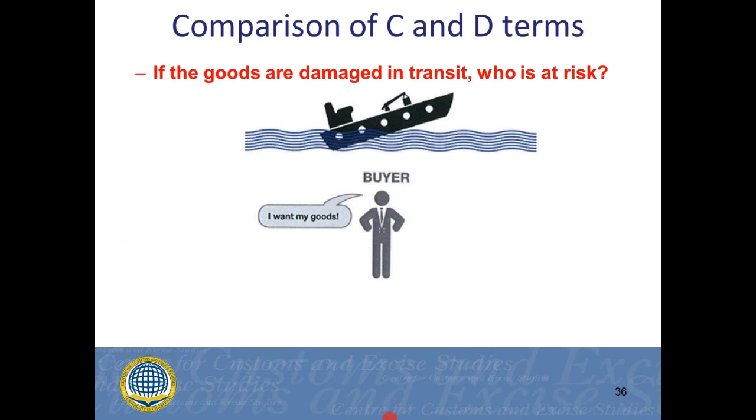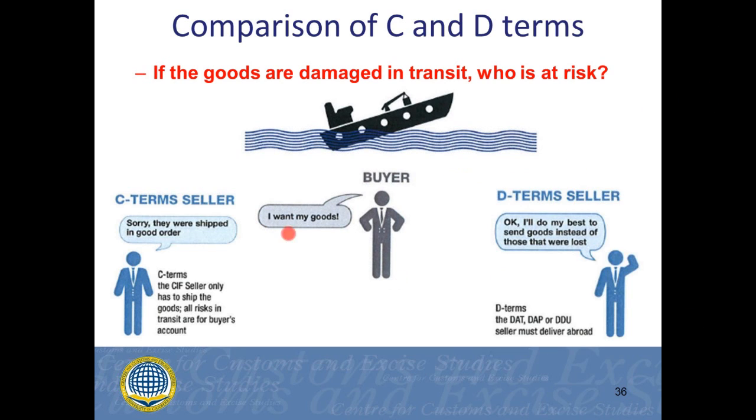So once again, looking at the comparison of C terms and D terms on this diagram. If we use C terms, then the seller will say, sorry, they are shipped in good order, so we are not responsible. But if we use D terms, the seller will bear the loss if something happens to the goods while they are in transit.